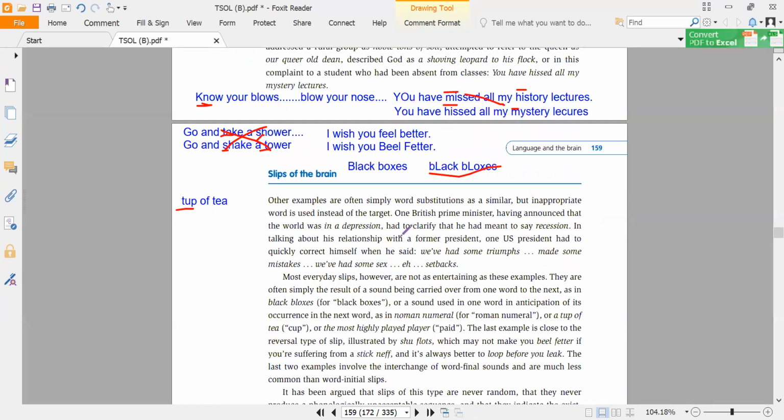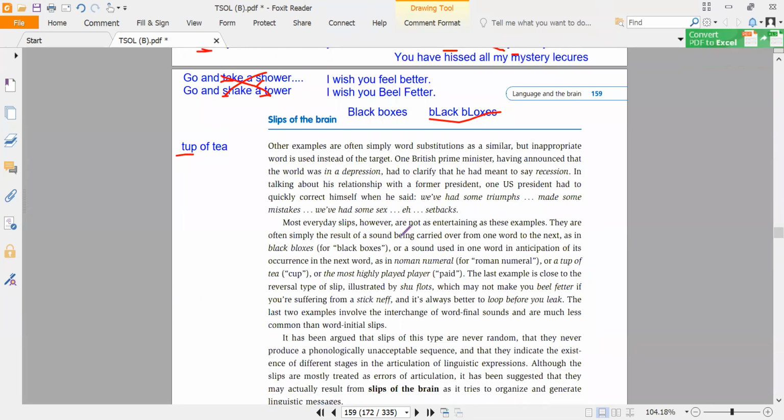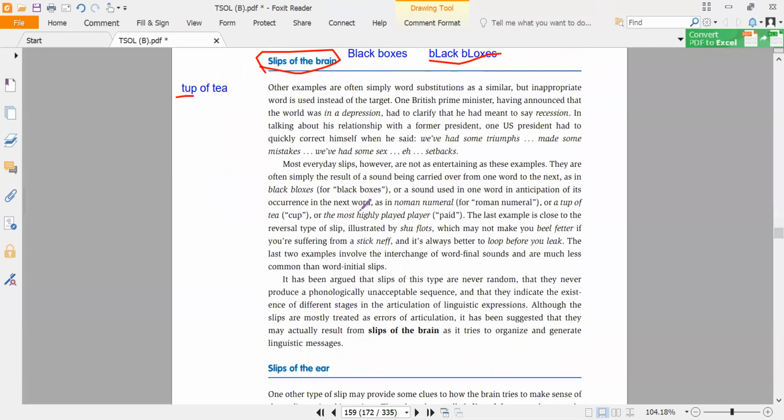Then remember one thing, slip of the brain, right? Many people believe that these slips of the tongue are actually slips of the brain. Why? Because if you remember in the previous class, we talked about the motor cortex, which is the part of the brain responsible for the muscular movement of all the body parts, and the same is the case with the speech organs, which also contain muscles, right?